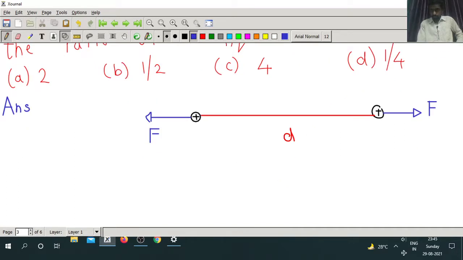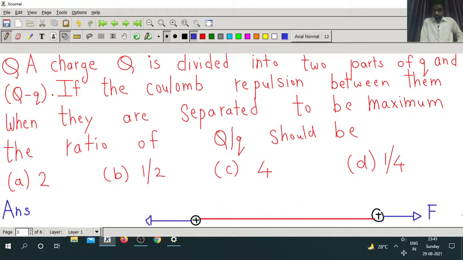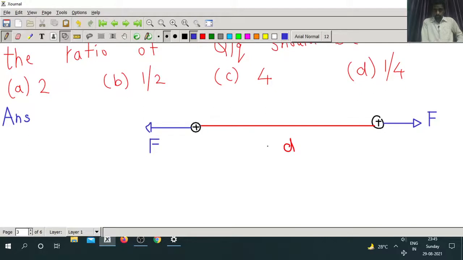So in the question it is given that the total charge Q is divided into two parts, one is small q, so let us write over here small q, and the other will be naturally capital Q, from which small q is removed. We have to find, if we keep the distance d the same between two charges and the force is maximum, what these charges will be, that means what will be the ratio of these charges.